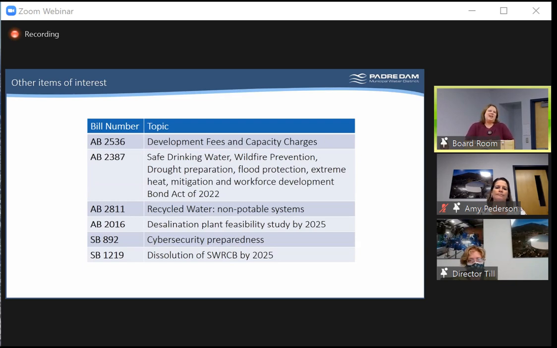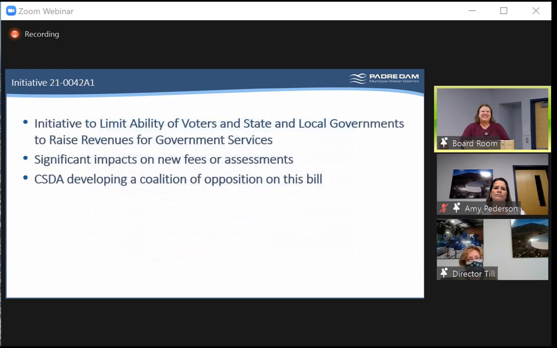And then lastly, I threw this one in there because I just think that it's highly unlikely that it will move anywhere and wanted to share it. But SB 1219 creates a blue ribbon commission and dissolves the State Water Resources Control Board by 2025. So if that one passes, I'll be sure to let you know, but we'll see what happens on that one.